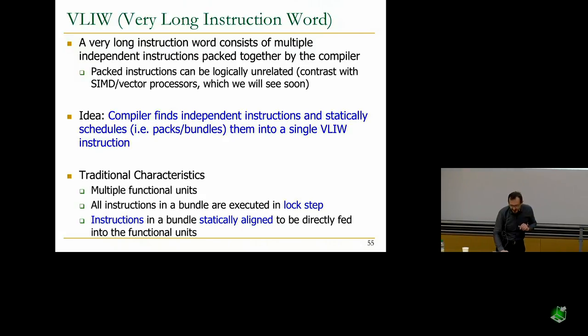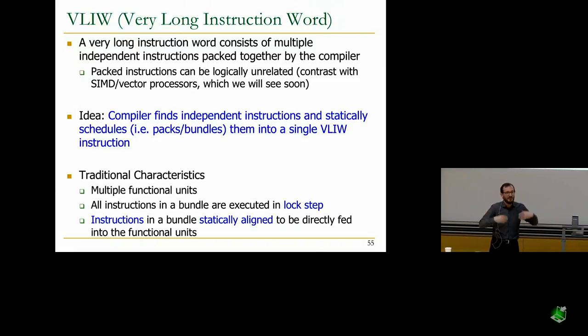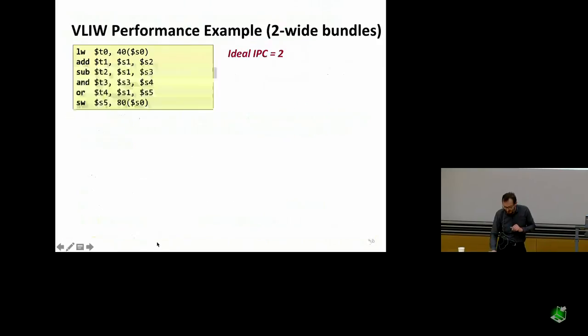One of the other characteristics is that all instructions in a bundle are executed in lockstep. Now, what does this mean? If one instruction stalls, all of the instructions stall. This is to simplify the hardware. This is not a great thing because now you cannot tolerate the latencies very well. The compiler needs to be able to tolerate the latencies somehow. And instructions in a bundle are statically aligned, as we've said, to be directly fed into the functional units.